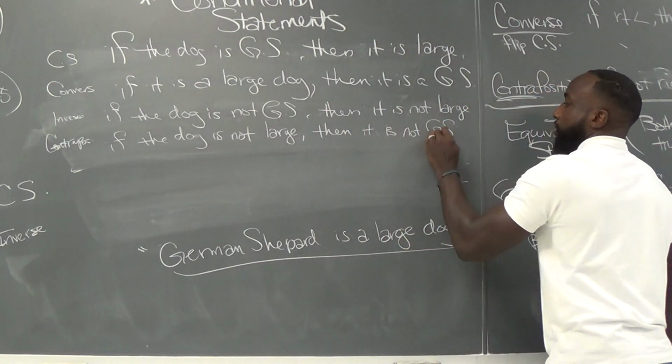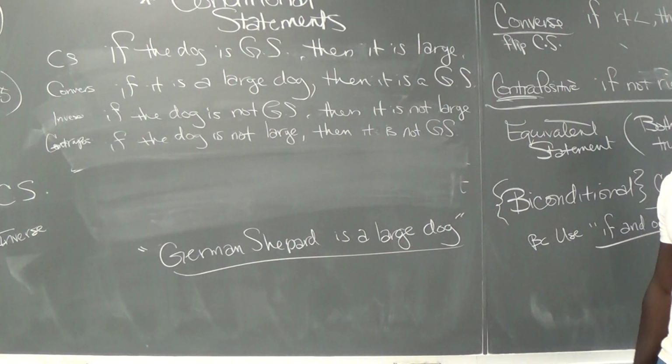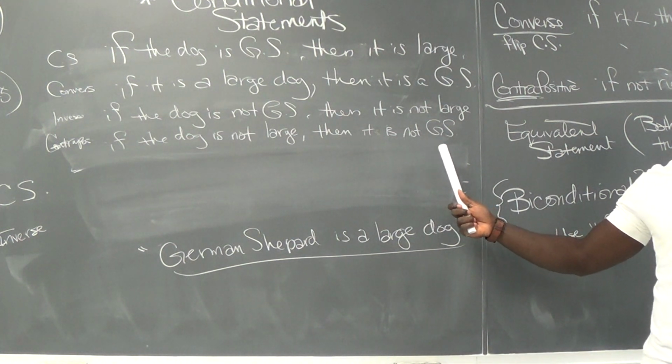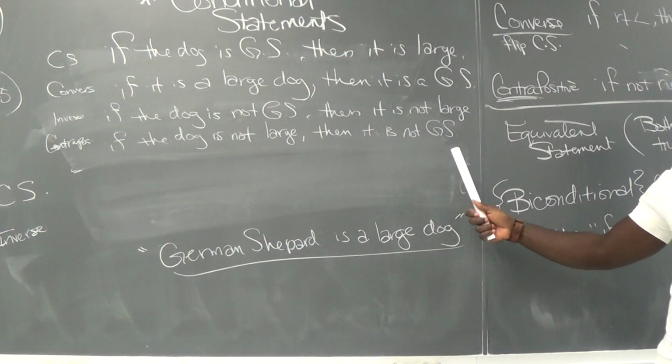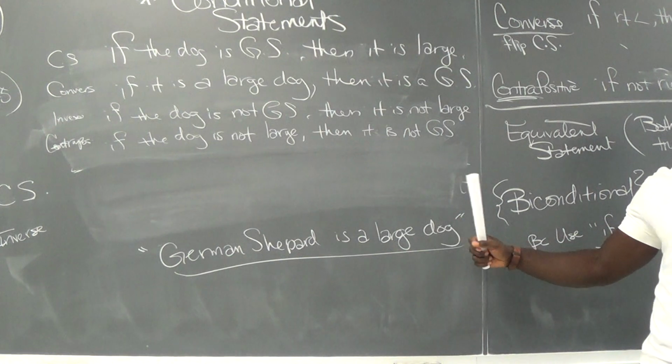Alright, true or false? That true? False. That's false. If it's not large, it's not a German Shepherd? I mean, it could be true. German Shepherds are large. Not all of them. Answers vary. We're assuming that we're talking about a real German Shepherd, like a pure one.